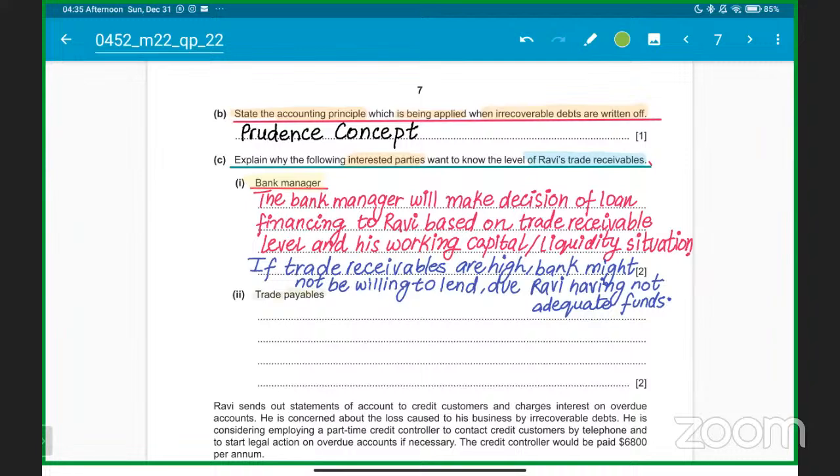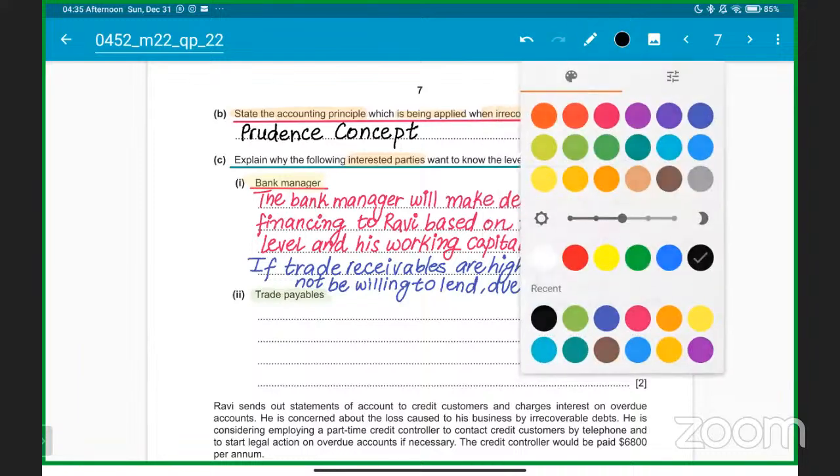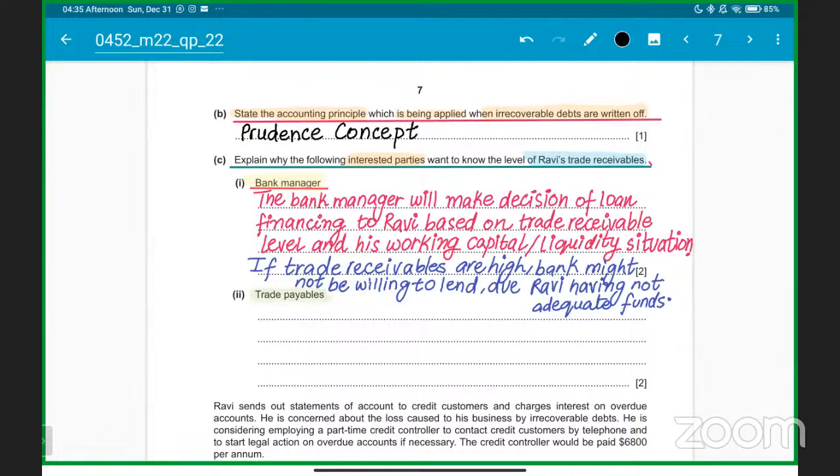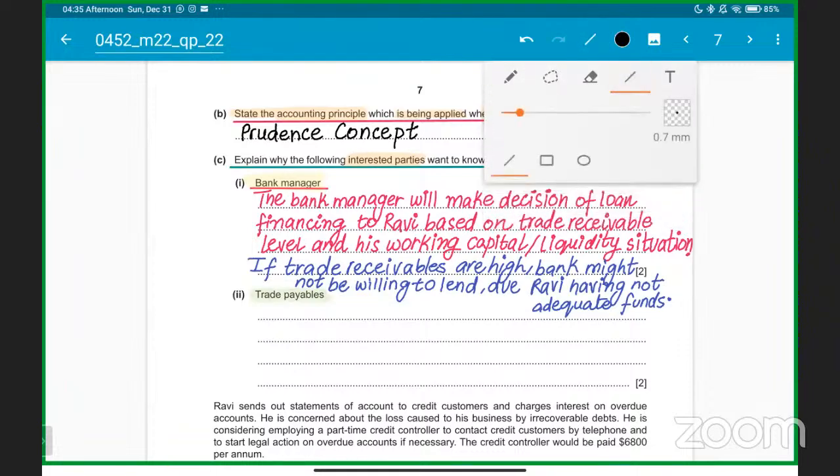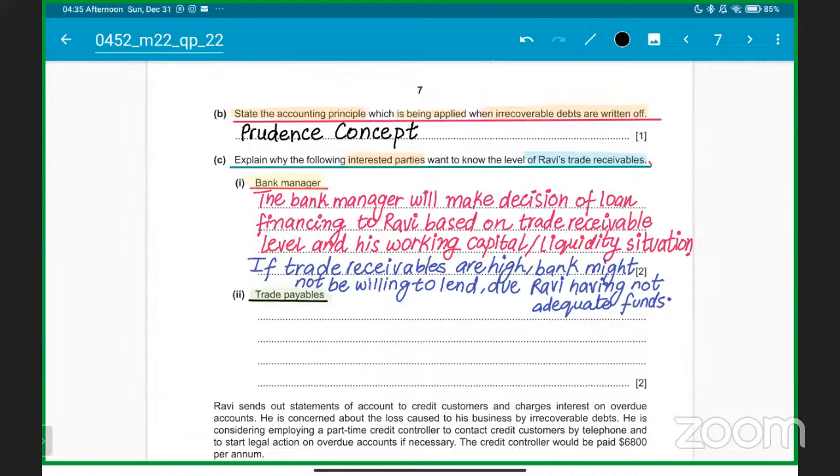Then what about trade payables? Okay, why trade payables are also interested in level of Ravi's trade receivables? So we can say the same reason: the liquidity situation, cash management. The suppliers, trade payables are who? Suppliers, and the one who Ravi will take goods from, because Ravi is a trader, so he will buy from the suppliers, from the raw materials and those things.